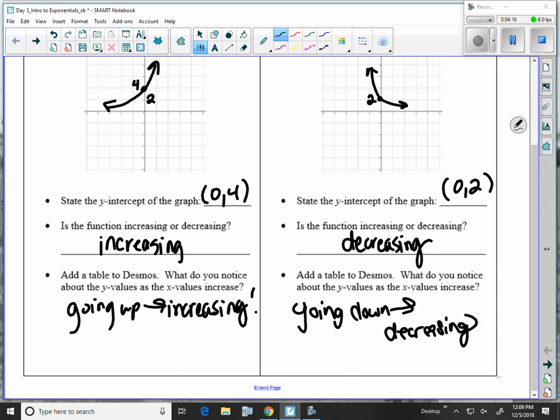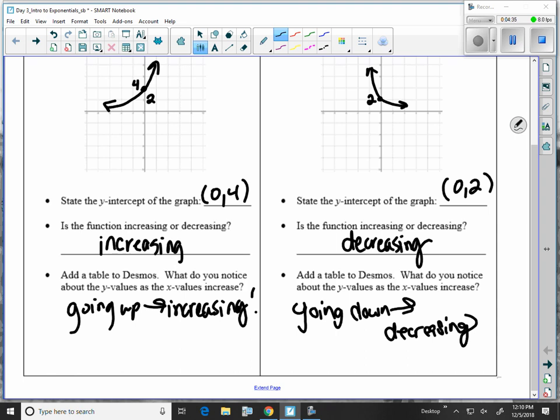So that's just looking at it visually and picking out what's going on with an exponential. This is the natural shape of an exponential graph. It has a little bit of a curve in it. Questions for me on that?